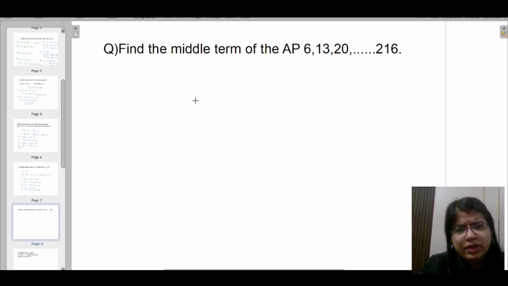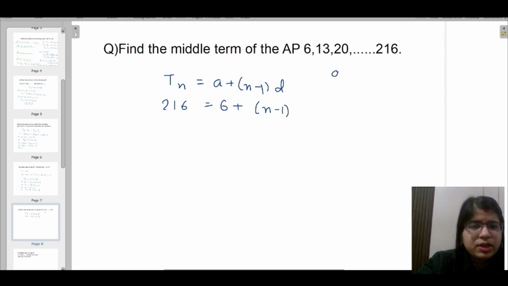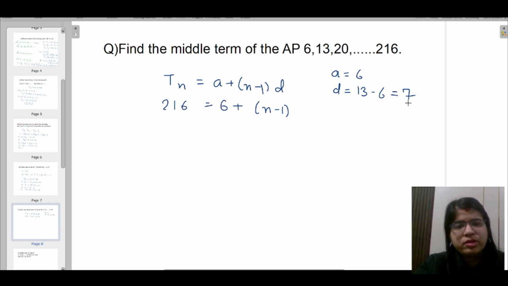So here, firstly we will find the total number of terms, and only then are we going to find the middle term. What can we do here? We know the formula Tn is equal to A plus n minus 1 into D. So Tn is nothing but 216, which is equal to A, which is 6 here, plus n minus 1 into D. D is how much here? Here A is 6 and D is 13 minus 6. So 13 minus 6 is equal to 7.